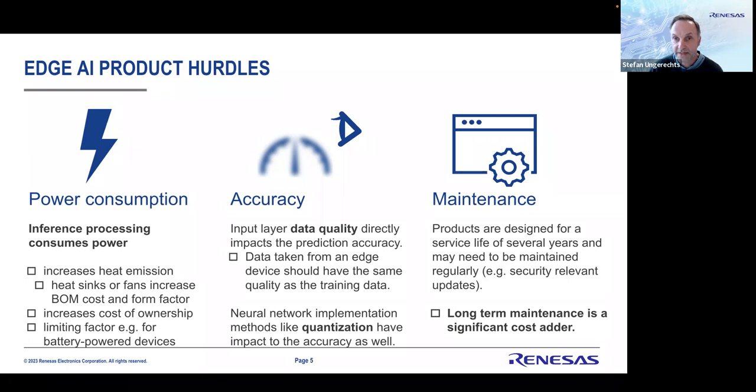Accuracy is important as well. We have high requirements for reliability and the quality of the inference results. Maintenance is another cost factor. Think about a device that is running for several years in a factory. We need to maintain the software, and also this needs to be taken into account.